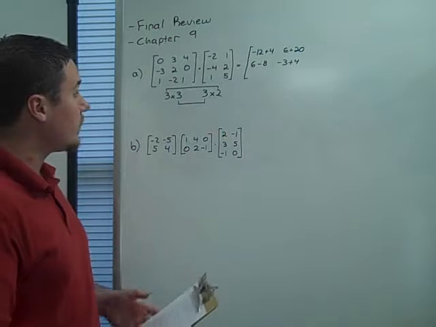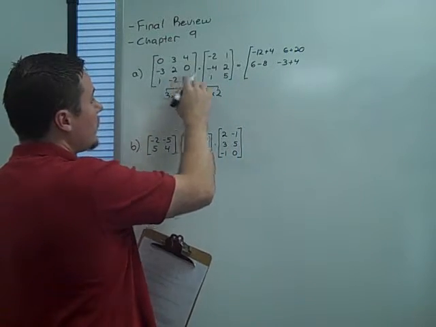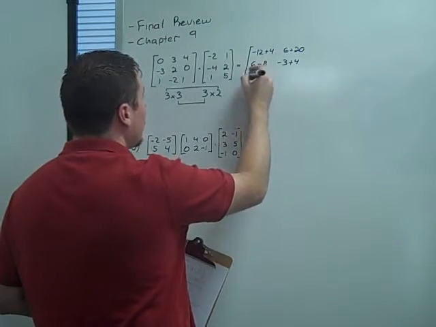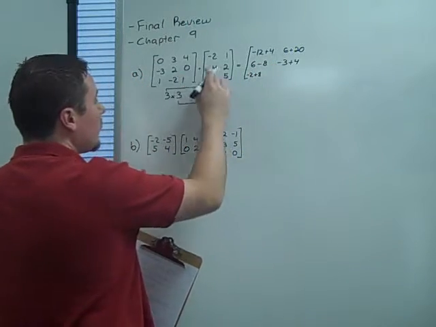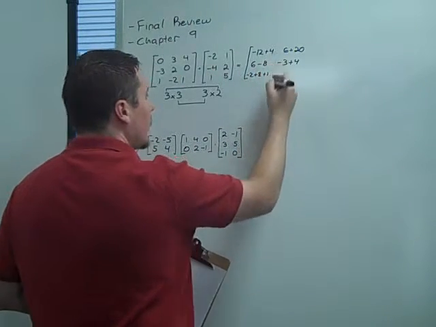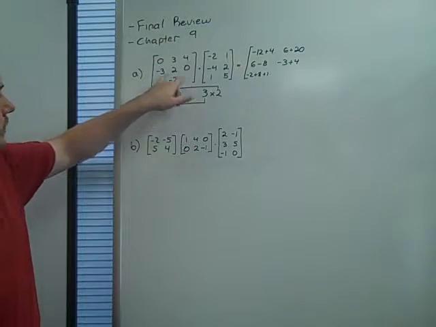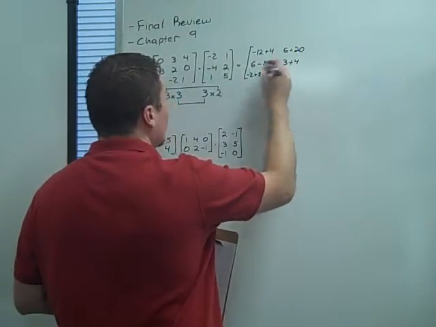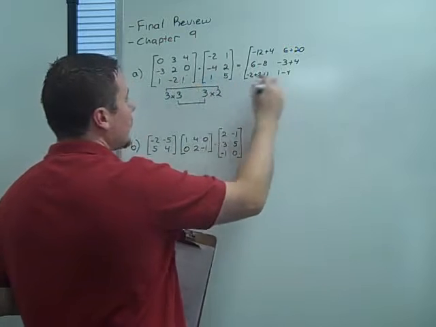Now for the third row, we've got third row, first column. 1 times negative 2 is negative 2. Negative 2 times negative 4 is positive 8. And then 1 times 1 is 1. So we have 3 things there. Then third row, second column. 1 times 1 is 1. Negative 2 times 2 is negative 4. And 1 times 5 is 5.